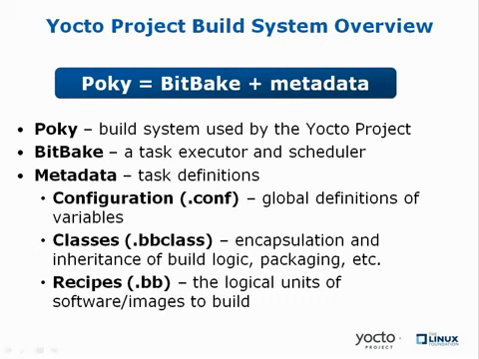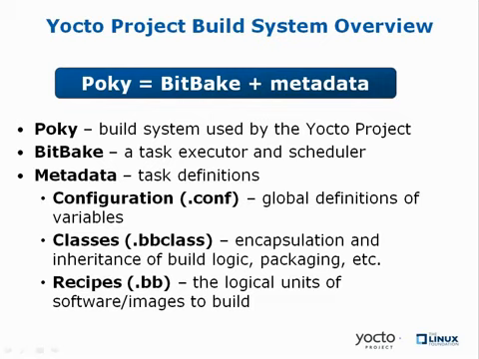The metadata is broken down into three main types. We have configuration files, which define global defaults for things such as standard file system paths where the build output is to be placed, compiler flags, machine architectures, and so on. There are BitBake classes, which end in the .bbclass file name extension. And these are what really do most of the heavy lifting in the build system.